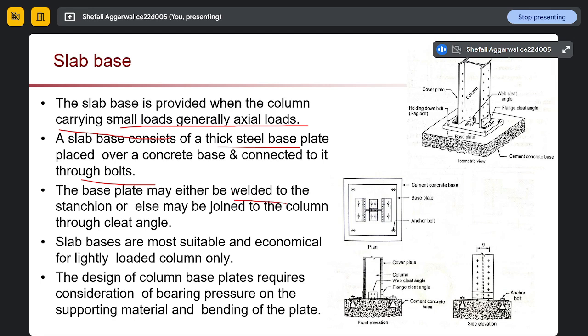It can be welded to the section or can be joined to the column through cleat angles. This L type of section you can see, these are called cleat angles. They are joined to our column either by welding or through cleat angles, which are usually bolted to it. Slab bases are mostly suitable and economical for lightly loaded columns, and when we go for the design of our slab base, it requires consideration of bearing pressure on the supporting material and bending of the plate.